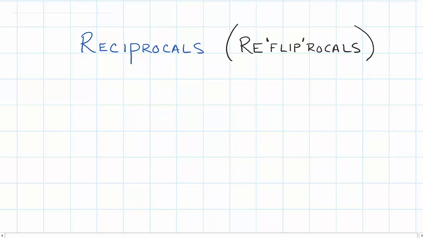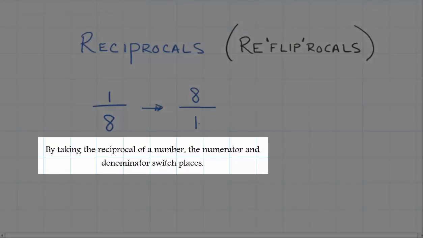Reciprocals. I know that elementary teachers have talked about the word reciprocals, and it's just a way to remind us that we're flipping a fraction. We're taking any fraction that we normally have. If I have 1/8, and if I want to take the reciprocal of it, it's going to turn into 8/1. All we're doing is we're reversing the numerator and the denominator. That's pretty much it. That's what a reciprocal is.